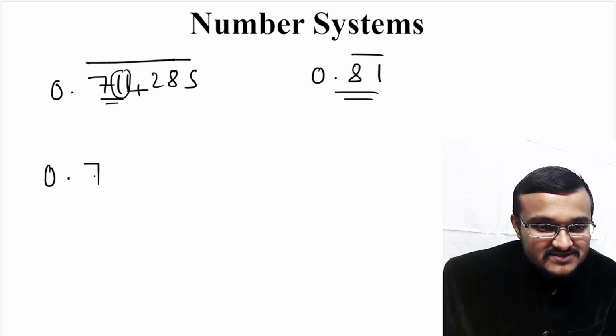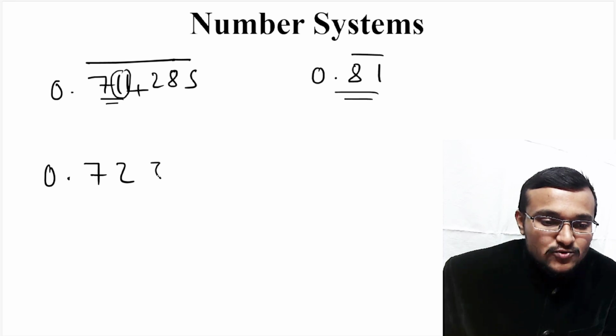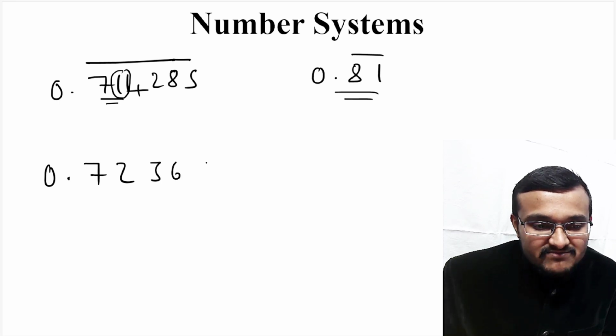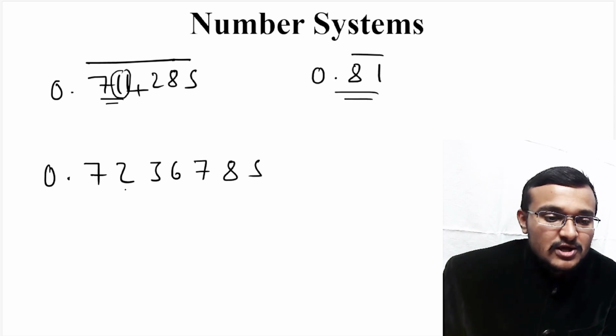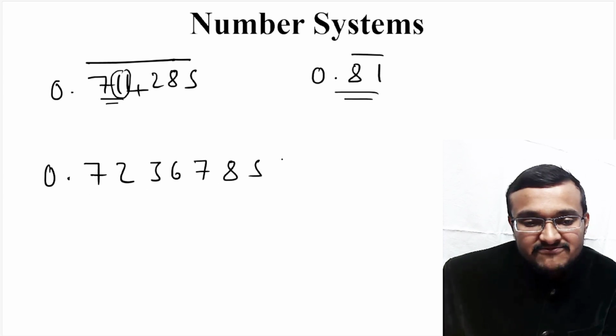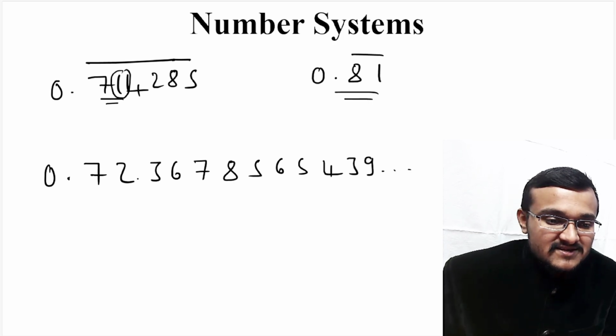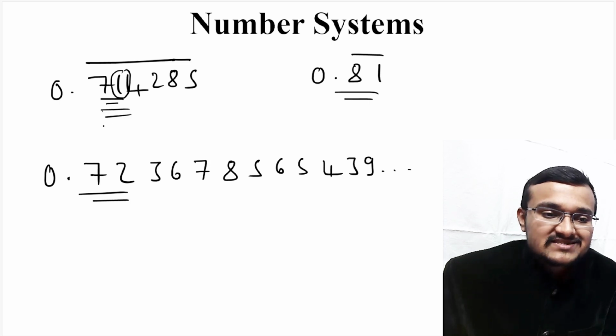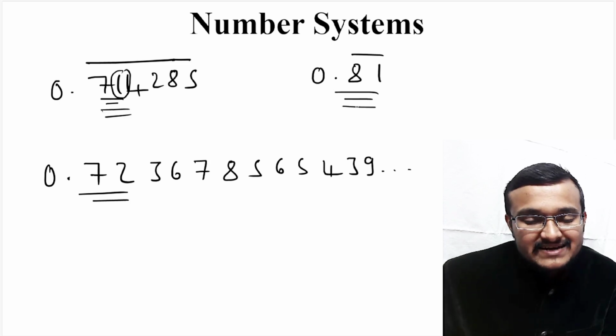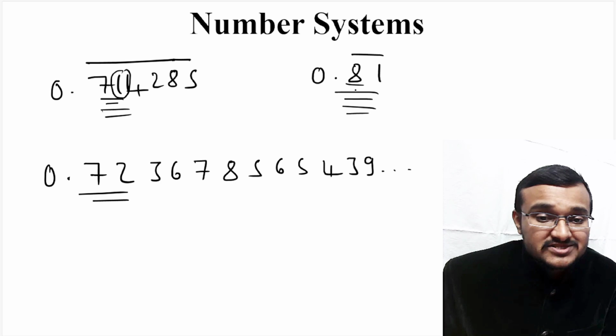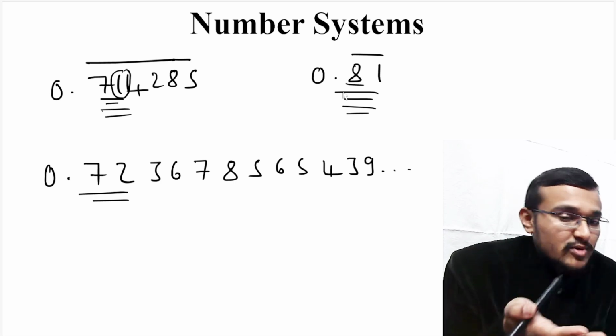So that is 0.72, and then you go on putting some random numbers. So I'll put 3, 6, 7, 8, 5 like this. So 0.72367856543, and it goes on like this. So like this you can see here 0.72, if it is starting, then it is obviously greater than 0.71, and it is obviously less than 0.81, because here it is 0.8, here it is still 0.7.